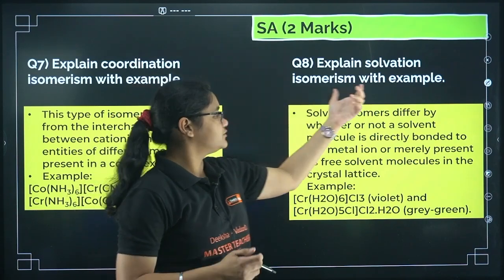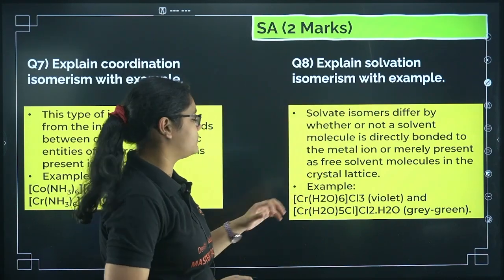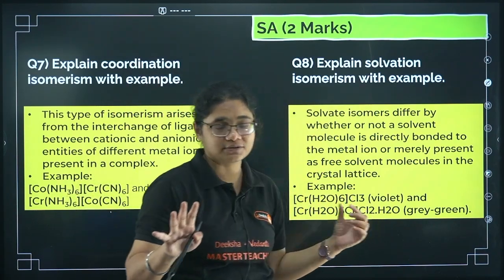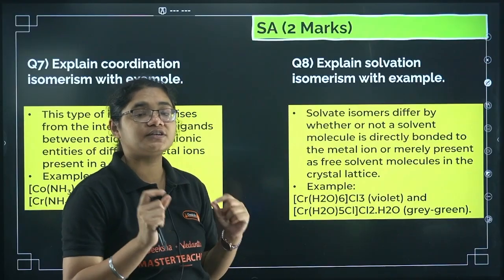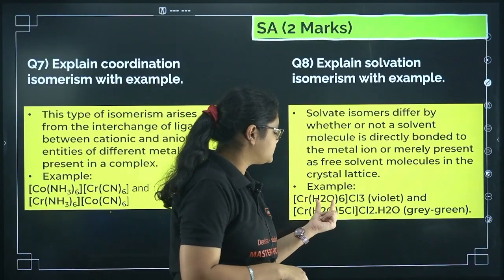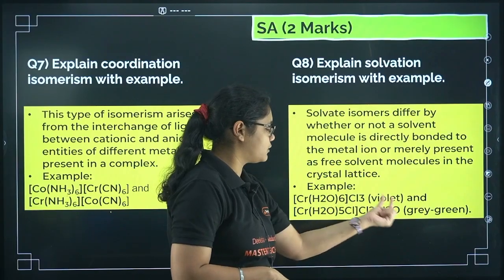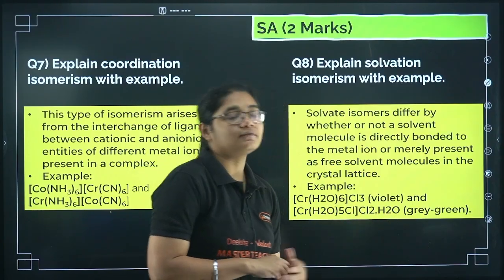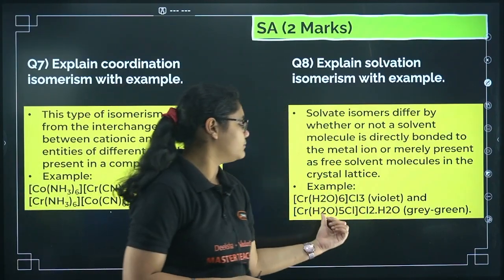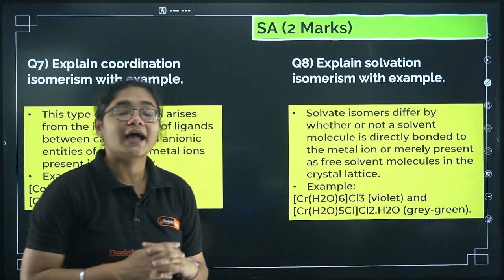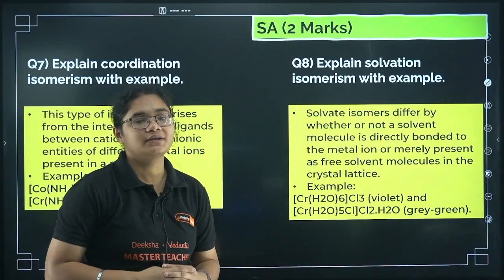Next we have solvation isomerism. Here what happens is very similar to ionization isomerism, but here you have to just exchange with water molecules. You can see 6 water molecules and 3 chlorines were there. What I can do is take one water molecule outside, and if I bring one chlorine inside, that will again become a hydration isomerism or solvation isomerism.